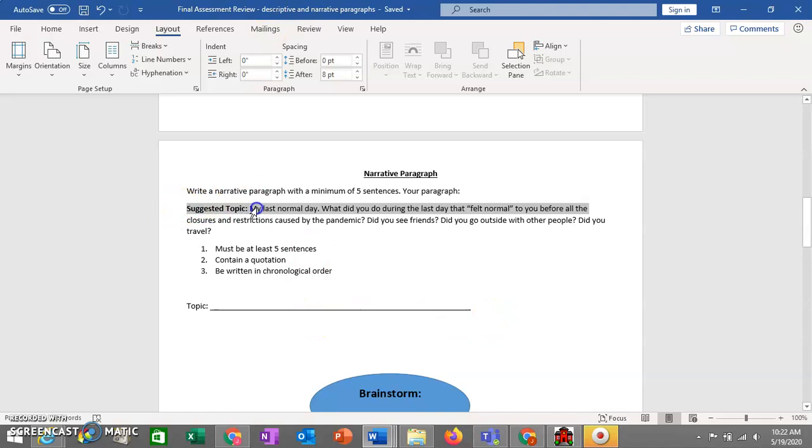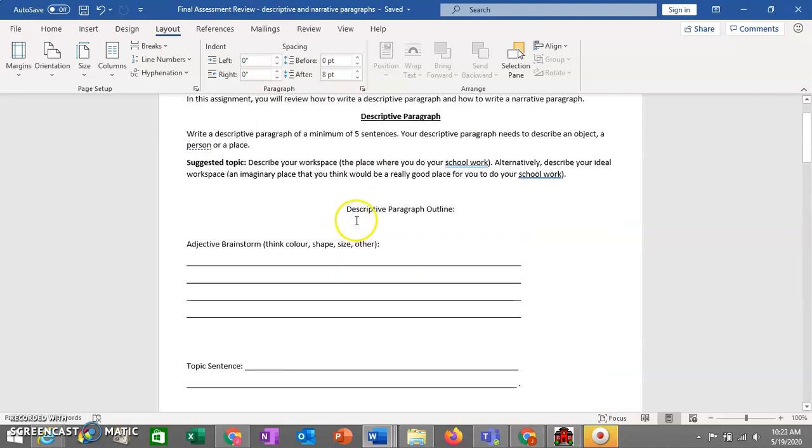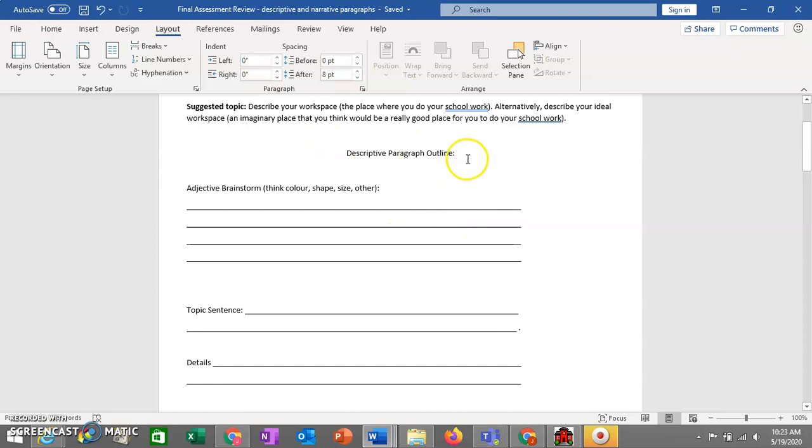So again, suggested topic, you don't need to do it. It's just if you are looking for a topic to write about. Okay, so just briefly to talk about descriptive paragraphs to help you out. You can check on Google Classroom for my notes and examples. So I'm going to first remind you where those things are, and then I'm going to talk to you a little bit about descriptive writing one more time. Okay, so we'll head over to Google Classroom.